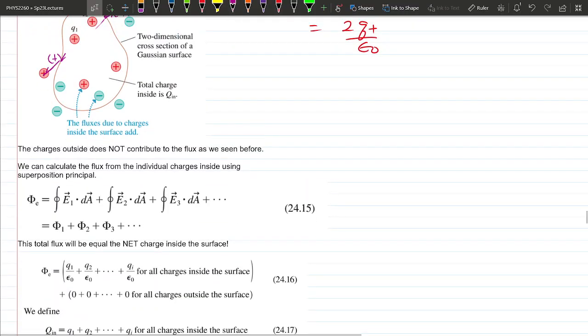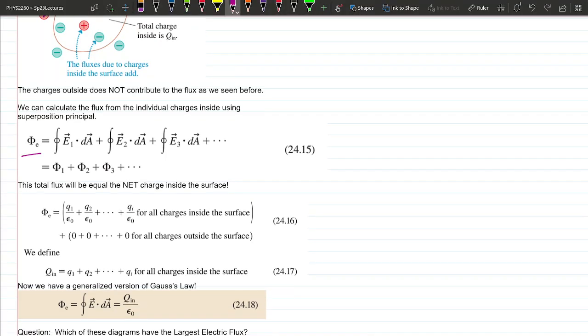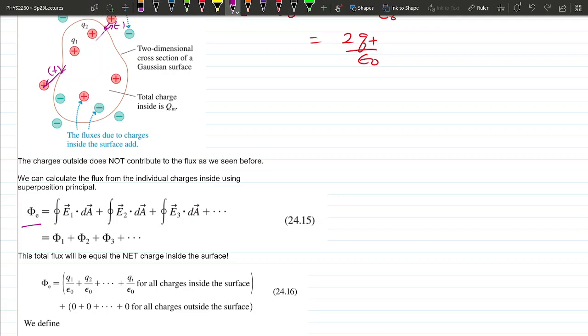So if you want to figure out the net electric flux of multiple little charges, you can calculate the electric field from one charge, dotted into this surface that could be very complicated. But usually we're just going to use a sphere or a box or a cylinder. Plus the electric flux due to charge 2, the electric flux due to charge 3, and so on and so on. And that allows you to calculate the total electric flux.